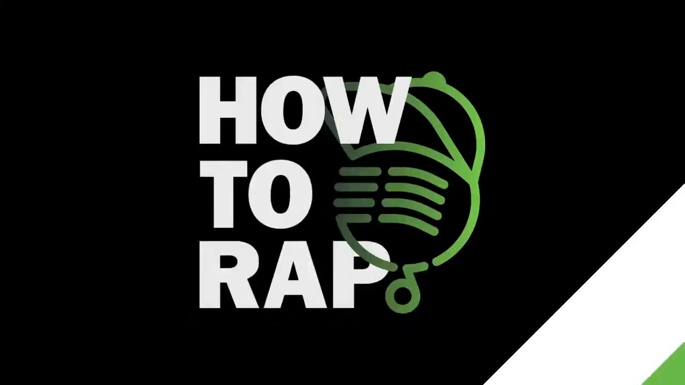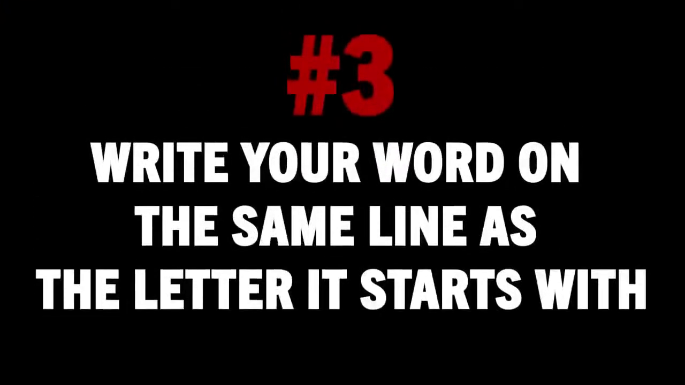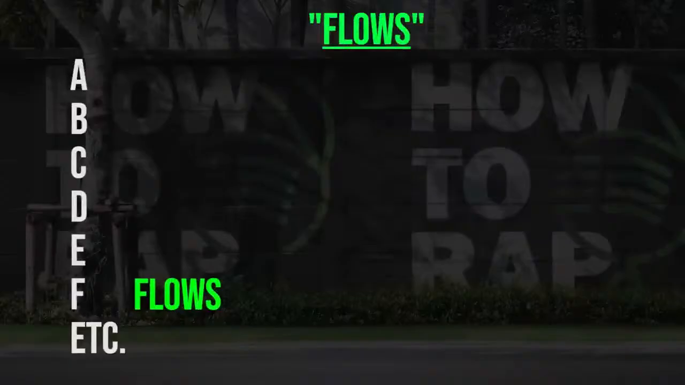Step number 3 is write your word on the same line as the letter it starts with. Next, write your word a second time down next to the letter that it starts with. So in this case, you would place the word flows next to the letter F, since it starts with that letter. So at this point, you should have the word flows at the top, you should have the alphabet down the page, and you should have the word flows next to the letter F. The next step is where the magic really starts to happen.